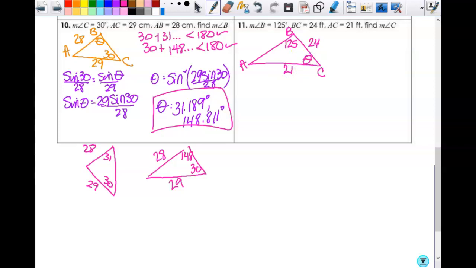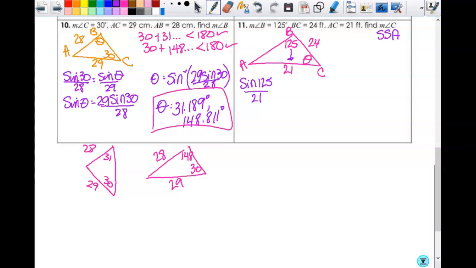See, I knew you were going to have some questions. Okay, so this is still side-side-angle, all right? And then 125 goes with 21, so we'll be able to do the sine of 125 over 21. The problem is theta is across from AB, and 24 is across from A, and nobody asked me for A, right? So I need to find something that they didn't ask me for.